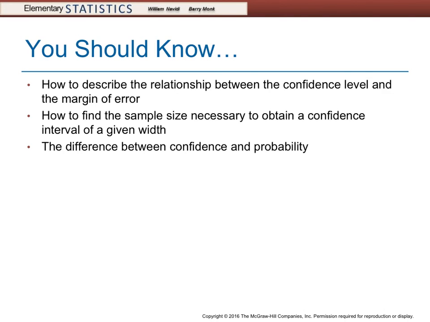So, in this chapter, you should know how to describe the relationship between the confidence level and the margin of error, how to find the sample size necessary to obtain a confidence interval of a given width, and the difference between confidence and probability. That concludes our chapter 8.1. The next section that we're going to be covering is 8.2, proportions.